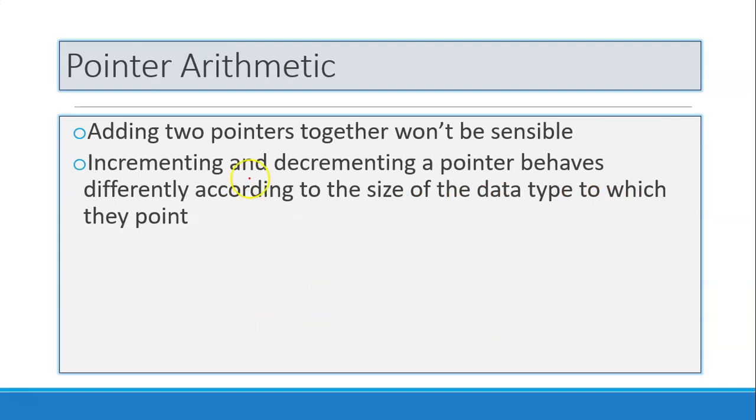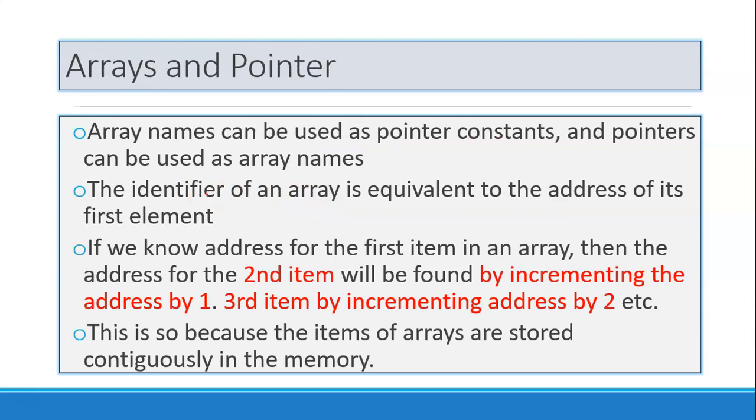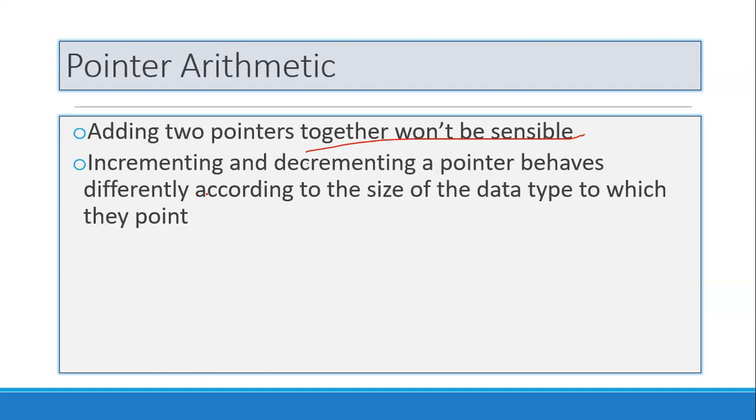Okay, so anyway, this statement says it all. It won't be possible, and it isn't sensible, to add addresses together, but we can do the increment and the decrement. The plus plus or the minus minus or plus whatsoever, what we are calling pointer arithmetic, can be utilized or understood better when we apply them to arrays.